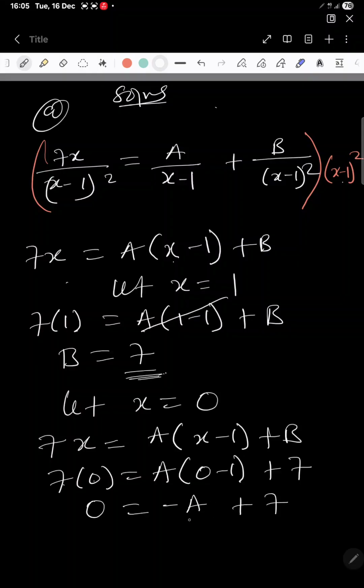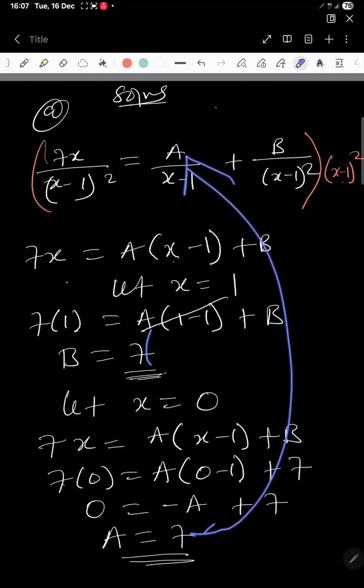So you need to collect like terms, you can bring the a to the other side so that you get its value. That's just an equation. So you say a is equal to what? The 7, which is the other side there. So this is how you get the value of a. After getting the value of a, you need to replace it back in the assumption. So you go and replace a here, you also go and replace b there. That means you are done with decomposing or resolving that into partial fractions.